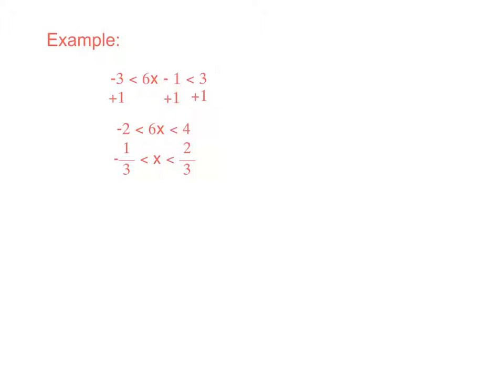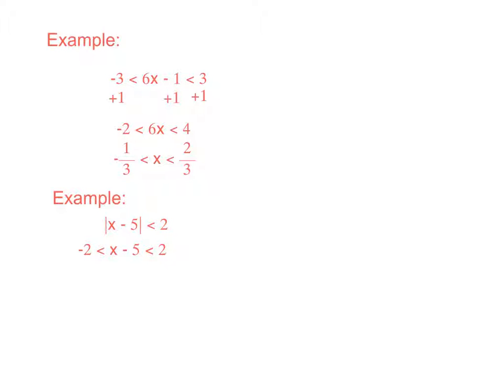Now, the final inequality we are going to talk about is solving an absolute value inequality. So let's say I've got the absolute value of x minus 5 is less than 2. Now remember, absolute value is always going to be positive. But what's inside the absolute value could be positive or negative. And that gives me my next answer.